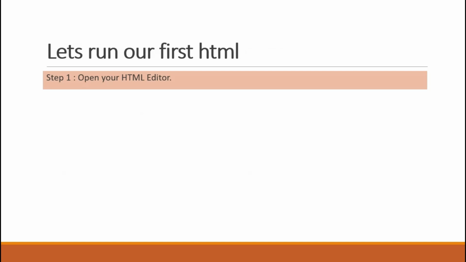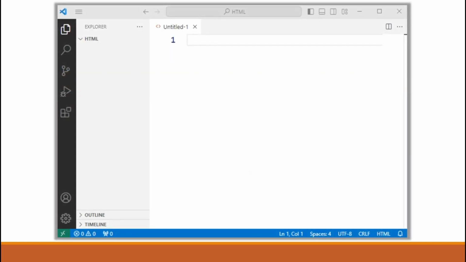Okay. Let's run our first HTML. Step 1. Open your HTML editor. I am using Visual Studio Code as an editor and this is how it looks. If you don't have Visual Studio Code you can download it. The link will be in the description.